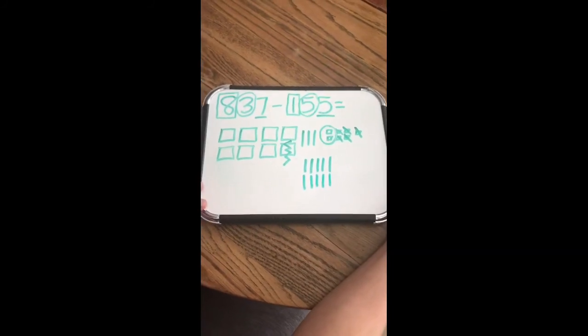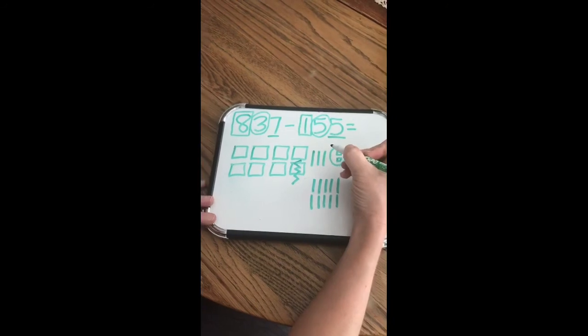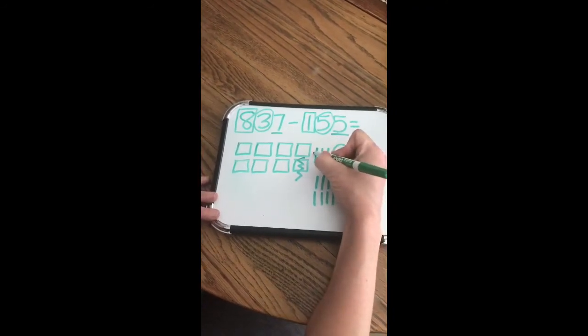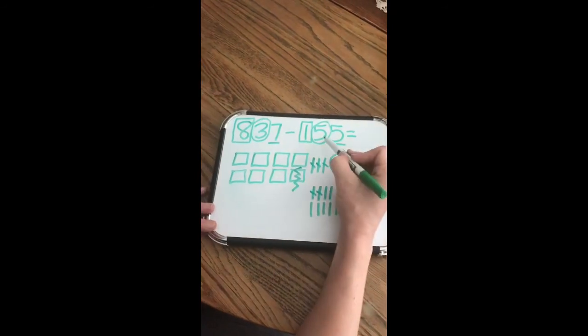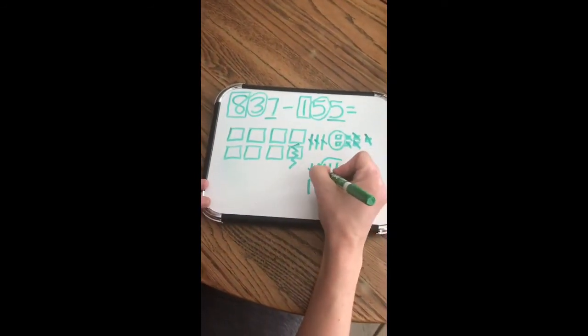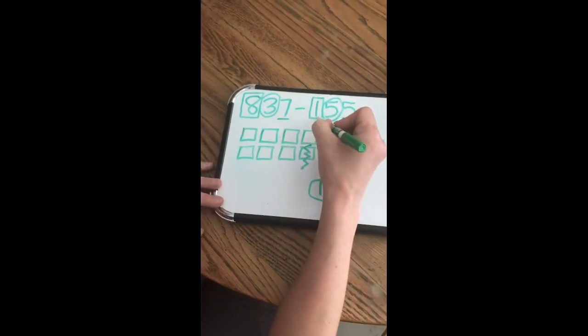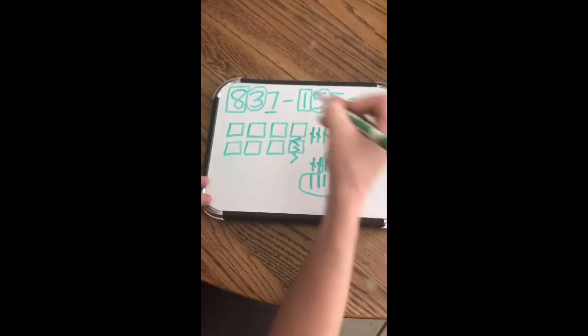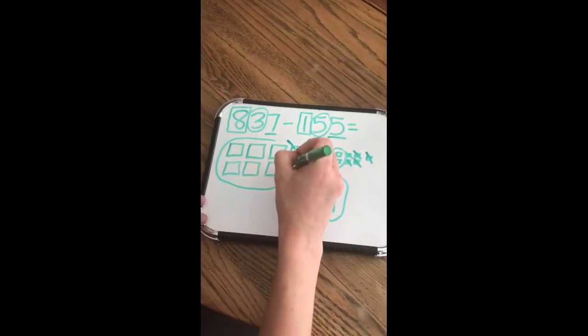And now I've got plenty of rods and I can take away 50. Not 50 rods, but a total of 50. 10, 20, 30, 40, 50. I took away 5 tens. And I'm going to circle what's left. And now I have to take away my hundreds. I have to take away one of those flats. So I'll take that one away and circle what's left.